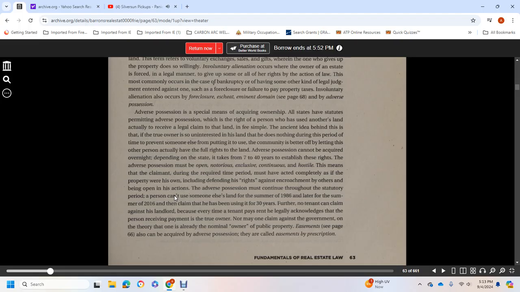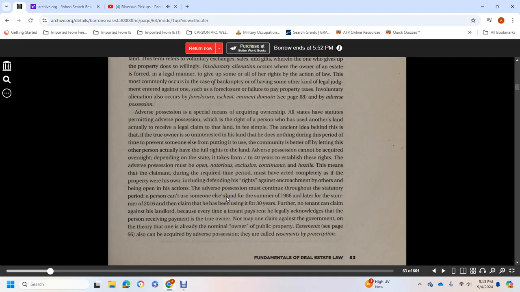Adverse possession cannot be acquired overnight. Depending on the state, it takes from 7 to 40 years to establish these rights. The adverse possession must be open and notorious, exclusive, continuous, and hostile. This means that the claimant, during the required time period, must have acted completely as if the property were his own, including defending the rights against encroachment by others and being open in his actions. Adverse possession must continue throughout the statutory period.